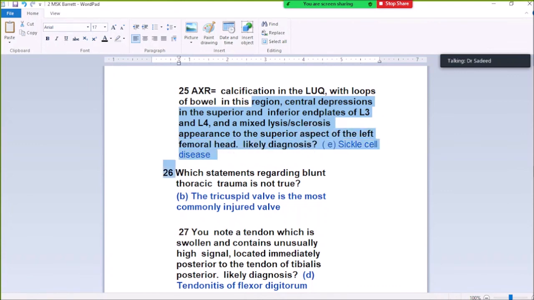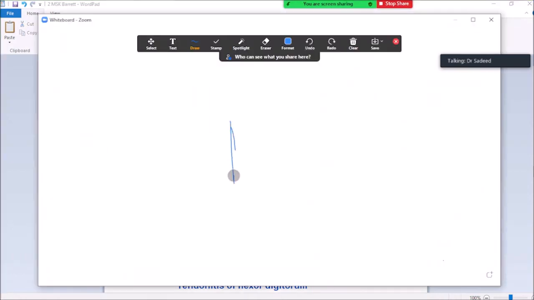Now look here, this is a central depression of the superior and inferior end plates of L4 and L5. This shows H-shaped vertebrae. Central depression in the superior and inferior end plates shows H-shaped vertebrae. If we show it like this, this is L3, L4 vertebrae. Then we see central depression in the superior and inferior aspect of the L3, L4 vertebrae, so it shows H-shaped vertebrae. This is seen in sickle cell disease.